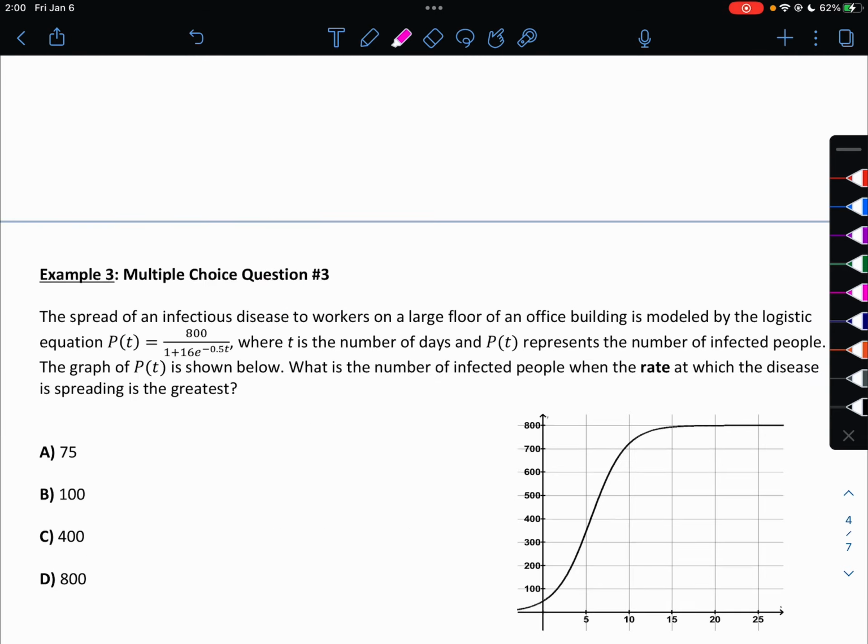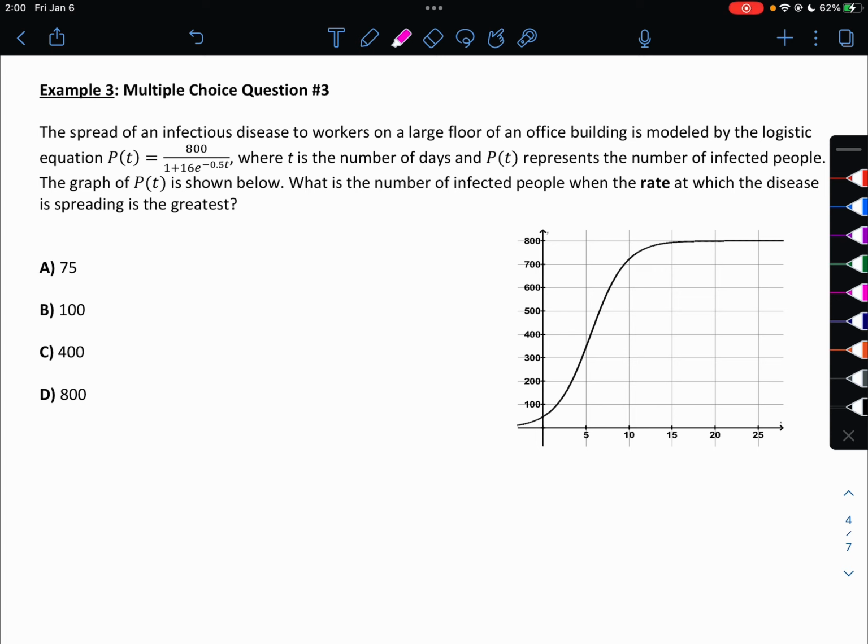Question 3. The spread of an infectious disease to workers on a large floor of an office building is modeled by logistic equation P of t, where t is the number of days and P represents the number of infected people. The graph is shown. What is the number of infected people when the rate at which the disease is spreading is the greatest? A couple things to notice here. We're looking for when the slope is the greatest. That's going to be right about here. The answer looks like it's about 400, but how can I actually prove it to be 400?